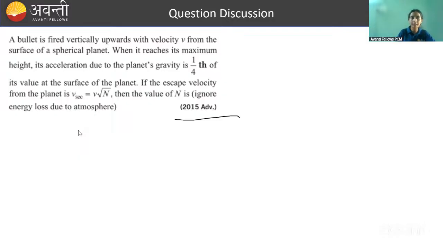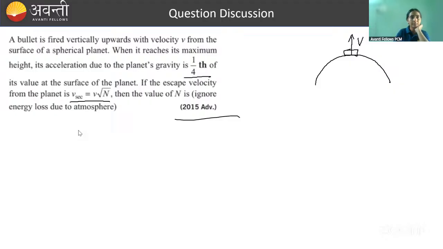So there is a bullet and that is fired vertically upward with velocity v from the surface of a spherical planet. From the surface, we are firing it vertically upward with speed v. Okay? When it reaches its maximum height, its acceleration due to planet's gravity is 1 by 4th the value at the surface of the planet. If escape velocity from the surface is this, then value of n is 4. So in terms of v, escape velocity is given.